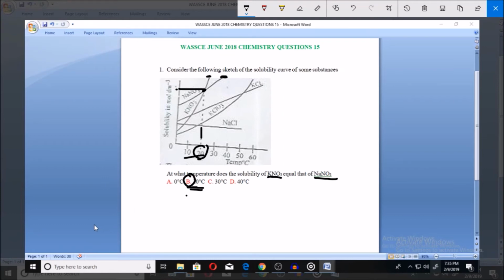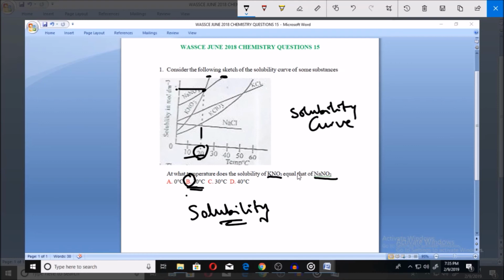So you can actually get the solution to this and see such curves under solubility in your textbook. So check for solubility in your textbook. You can look at solutes, solutions, and solubility in your textbook. You'll be able to see this solubility curve, so you'll be able to learn how to read the solubility curve, and with that you can be able to handle questions like this effectively.